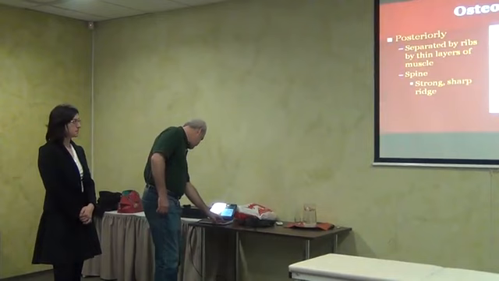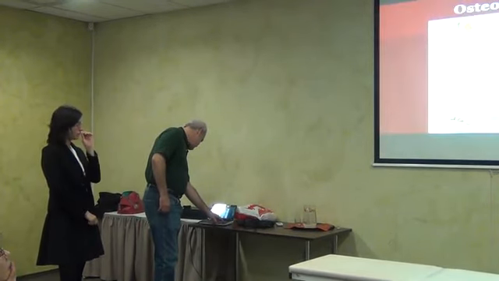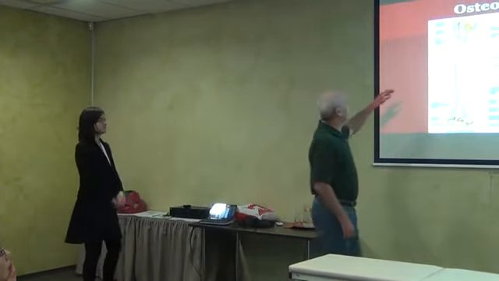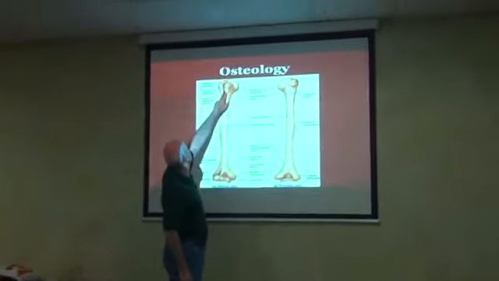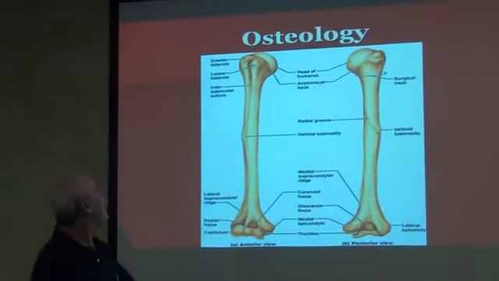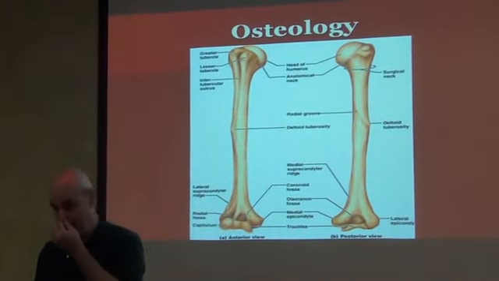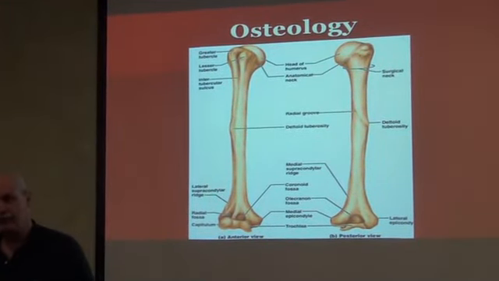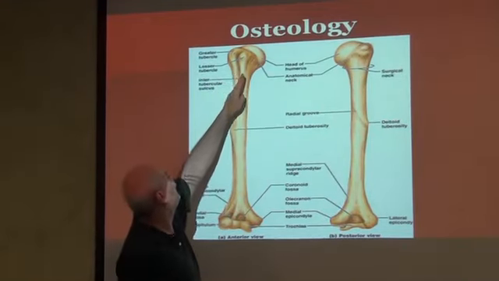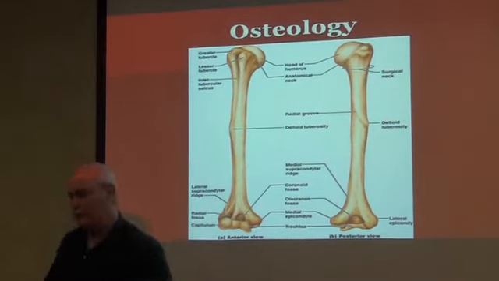This is basic anatomy. Okay, here we have the greater tubercle and the lesser tubercle. And in the middle we have the intertubercular groove. We have a ligament, the transverse ligament, that keeps the long head of the biceps in place.